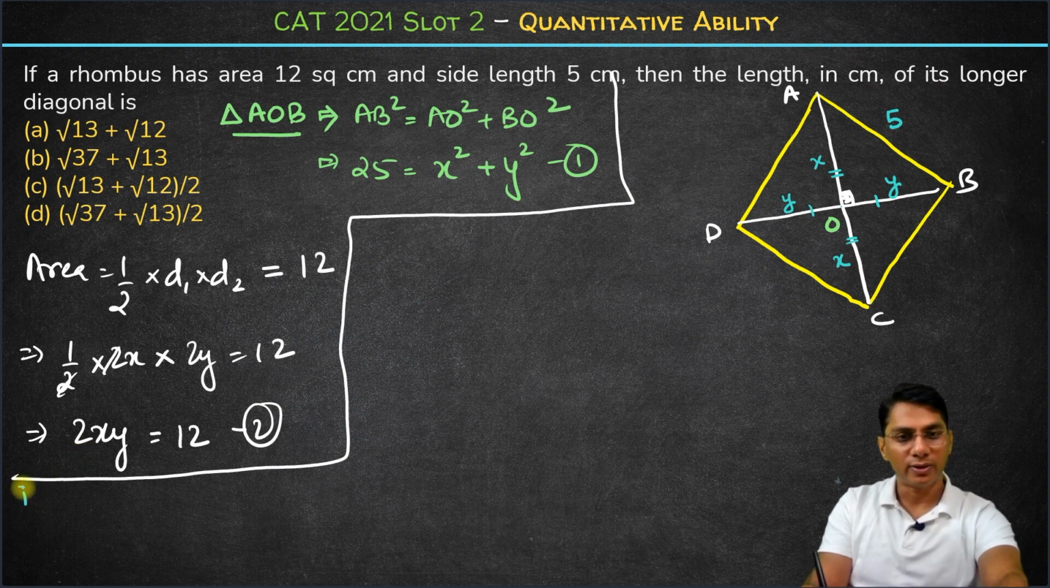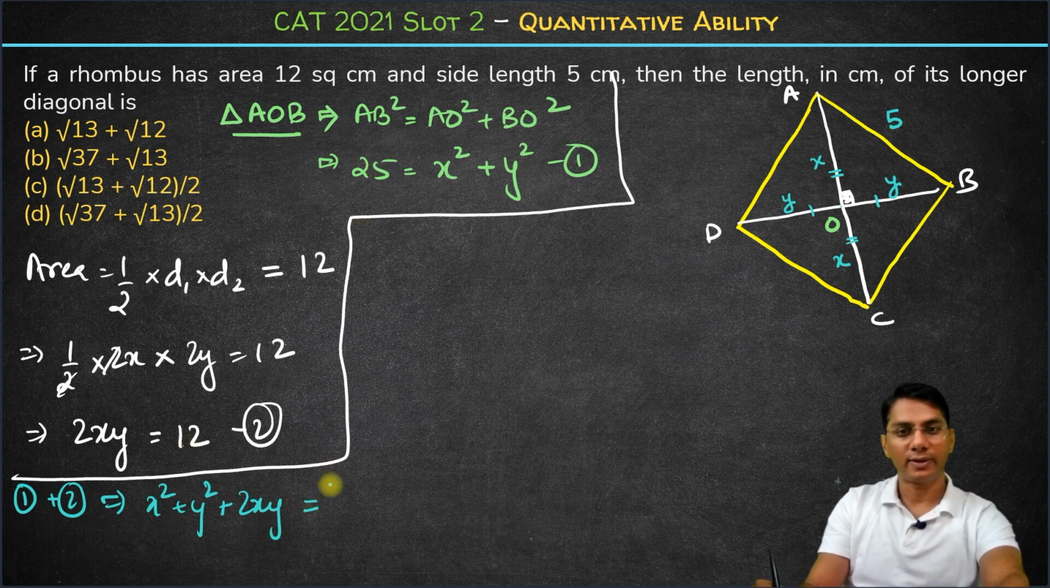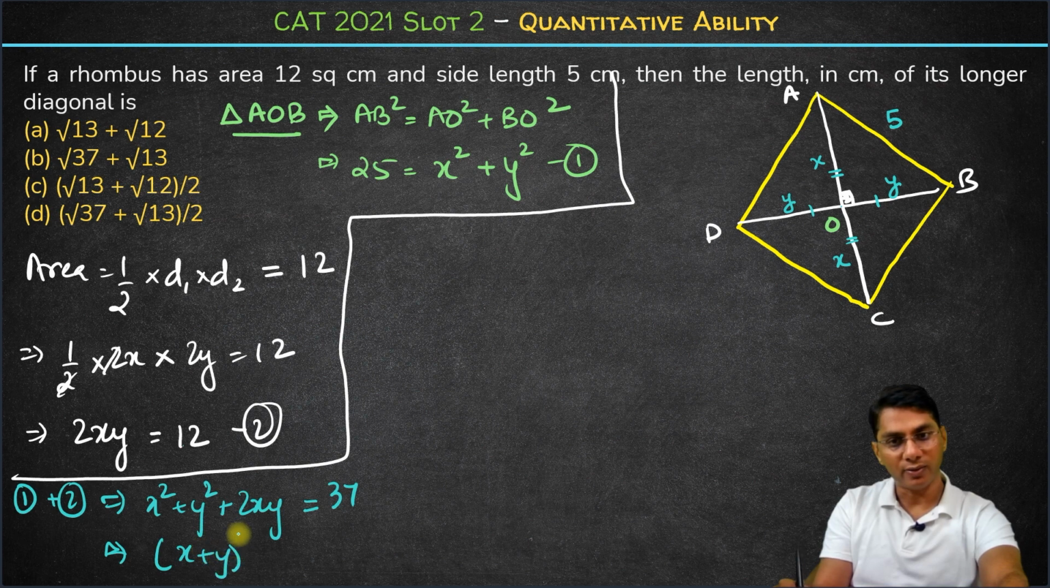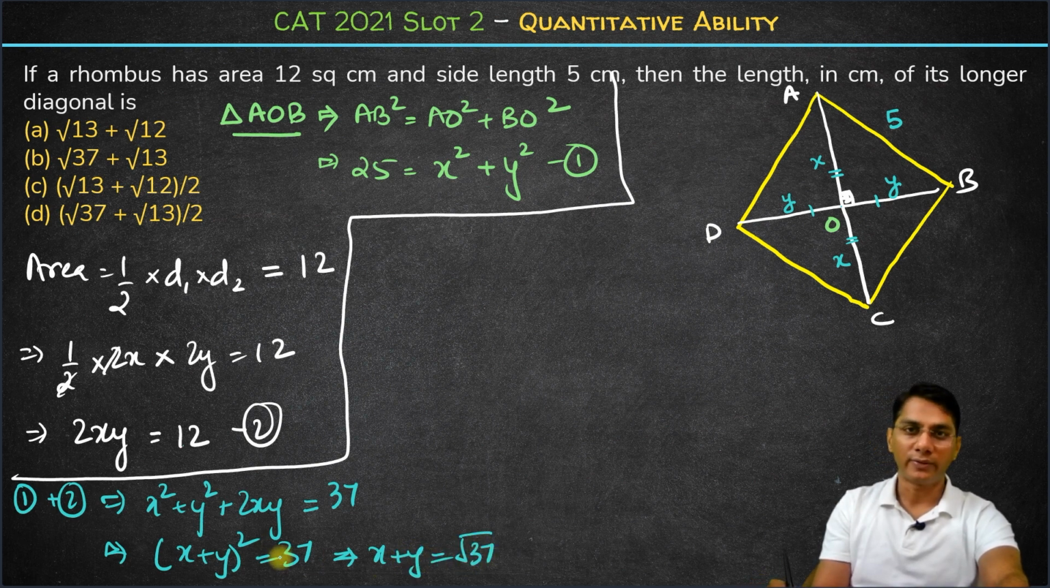So let's add equations 1 and 2. If you add both these equations, the left hand side becomes x square plus y square plus 2xy, which is equal to 25 plus 12, 37. This is effectively x plus y whole square, which is 37. So x plus y should be equal to root of 37. We'll only take the positive root because x and y are lengths, so they have to be positive numbers. So x plus y will be root of 37. This is the first thing that we have.